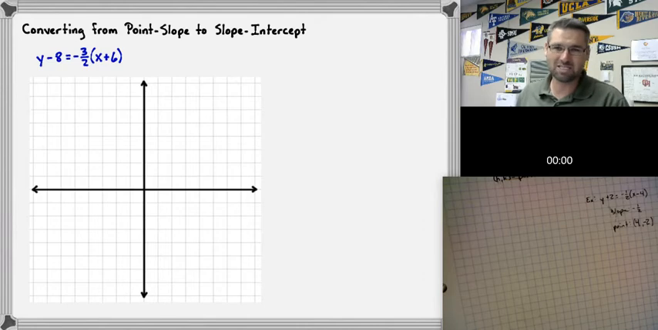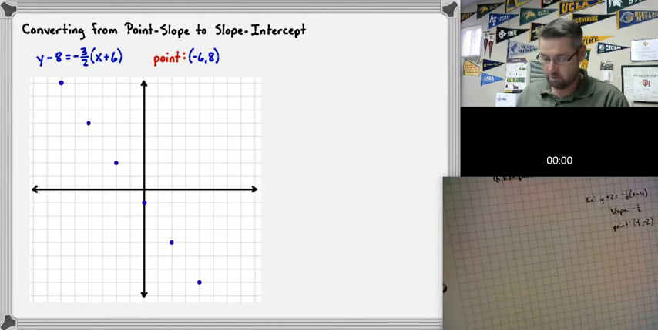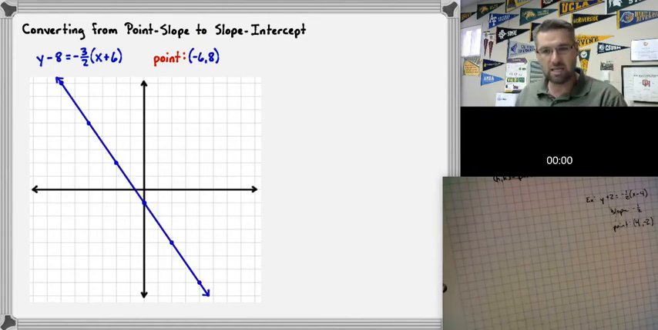Well, let me take a step back. I'm going to graph this first. So what's the point? The point is negative 6 comma positive 8. Remember, we changed the signs there. So back 6 and up 8. And then we're going to follow the slope of negative 3 over 2. So down 3, right 2. Down 3, right 2, and so on and so forth. So we can see that line.